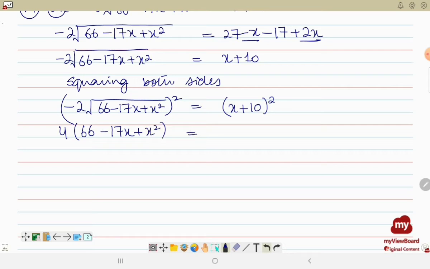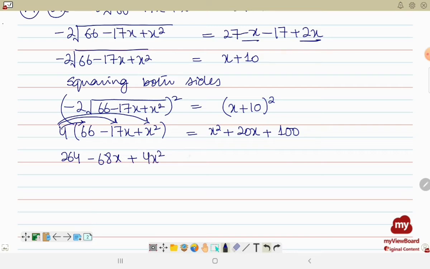And on the right hand side we are having the first algebraic identity. When you open it, first term square, then 2ab, which becomes 20x, and the square of the second term, which will become 100. Now we'll just open up the squares. 4 into 66 becomes 264. We have to expand this, so 4 into 17 becomes 68, and here we'll have 4x squared.